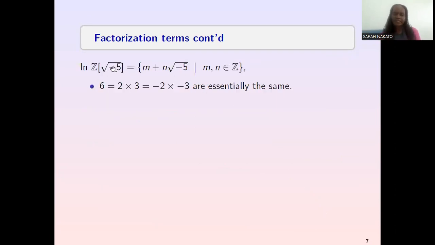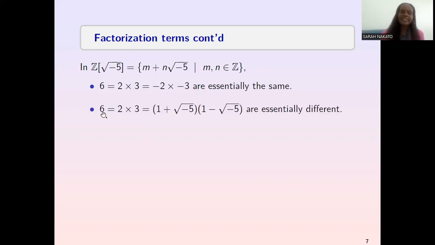In this particular ring, Z with root -5 adjoined, we have 6 is 2 times 3, but another person can say it's also -2 times -3, which is right. But for us, they are essentially the same. They first of all contain the same number of irreducibles, and 2 and -2 are associates, or associated. Likewise, 3 and -3 are associated. On the other hand, 2 times 3 and this particular factorization are essentially different. So for these, we call them essentially different.